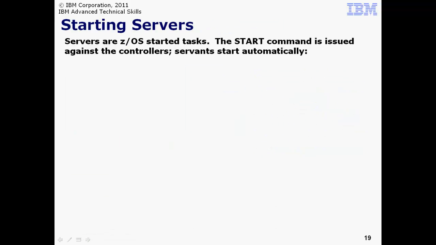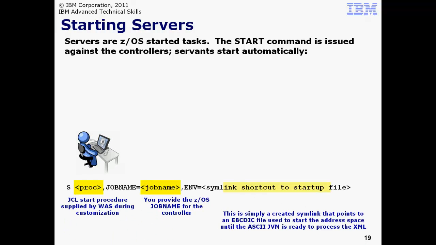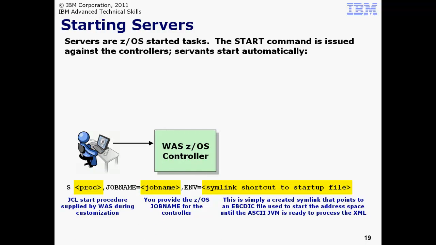Let's now take a very brief tour of how the servers are started. What you'll see is that only the controller region is started by you. The rest is automatically started by WAS itself. A standard z/OS start command is issued to start the controller. The format of this start command should be familiar to those who've worked on z/OS before. It consists of the start procedure to use, the job name desired, and then a parameter called ENV= that is used as a shortcut to a key initialization file for the server.